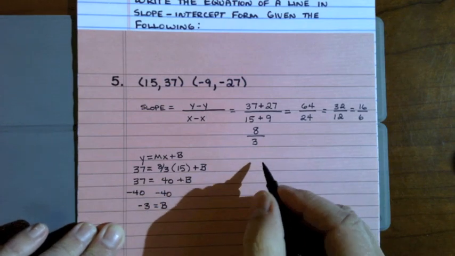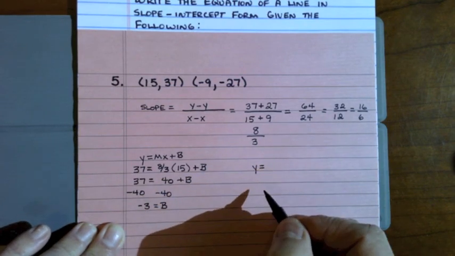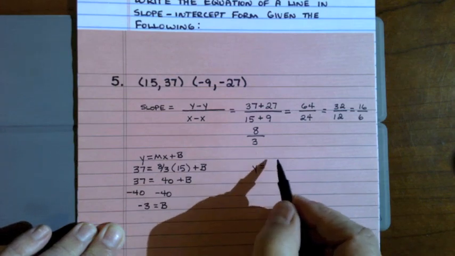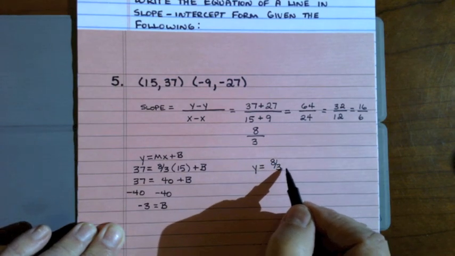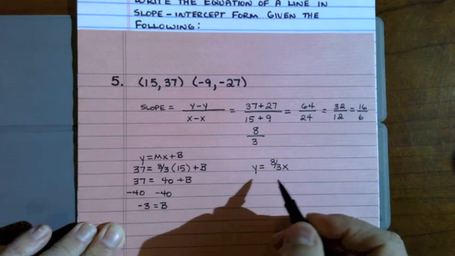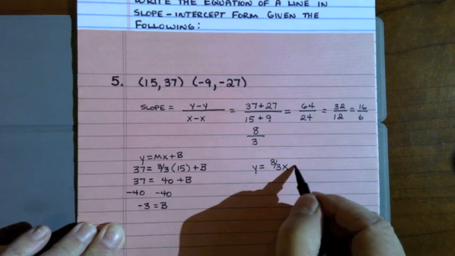So, to write the equation of a line, start with y is equal to, write down the slope, which is 8/3, put an x beside it, and then write down the y-intercept, negative 3.